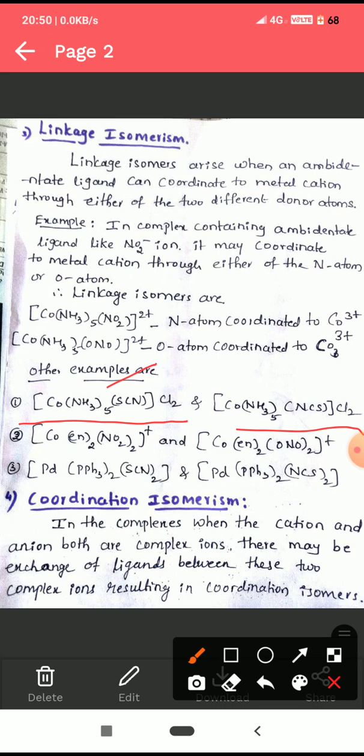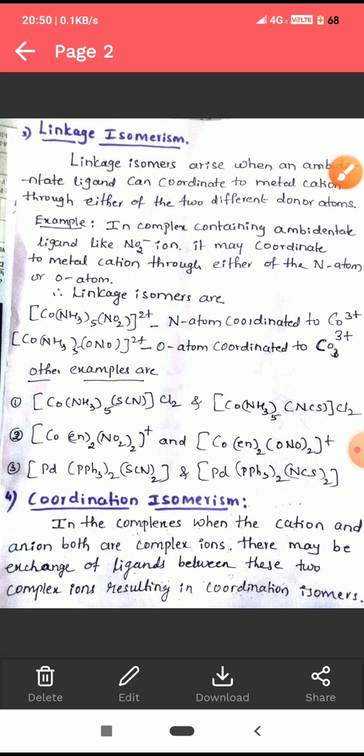Here cobalt is bonded to thiocyanide through a nitrogen. Here we are going to write the name as thiocyanate, and here we are going to name it as isothiocyanate. Such types of isomers are called linkage isomers. Remember that linkage isomerism is possible only when the coordination compound has an ambidentate ligand.